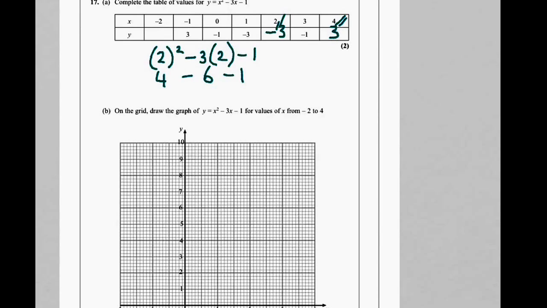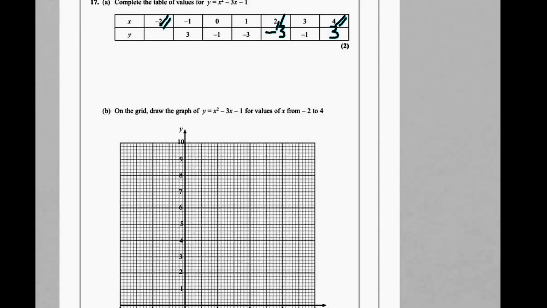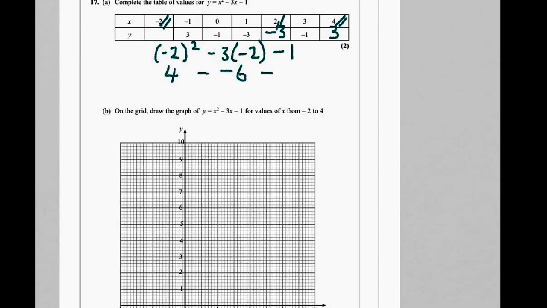And finally, I'm going to do it for x is equal to minus 2, slightly more complicated because it's a negative number. So I want minus 2 squared, take away 3 lots of minus 2, and take away 1. Minus 2 squared, well, minus 2 times minus 2 is a positive 4. I'm taking away 3 lots of minus 2, which is minus 6, minus 1. So 4 minus minus 6, that becomes a positive. So 4 plus 6 is 10. Take away 1 is equal to 9.